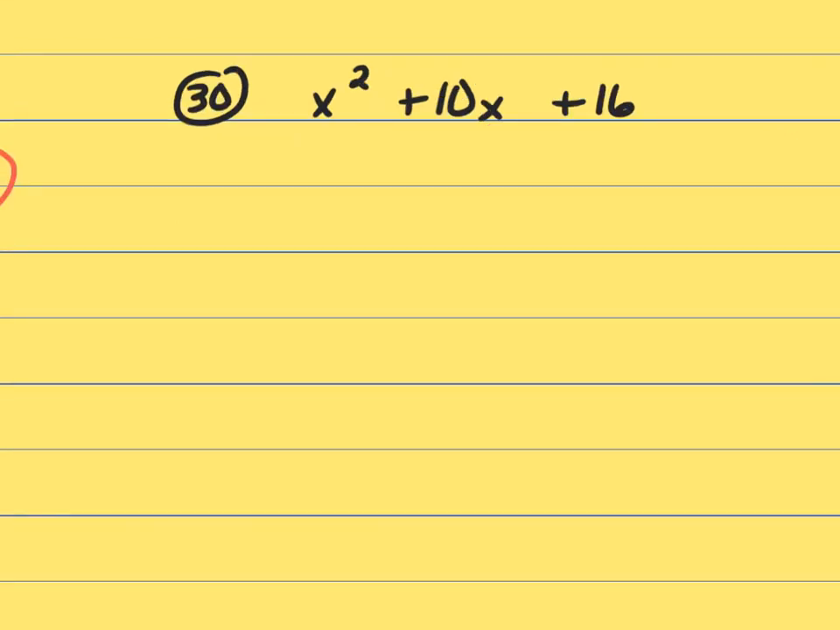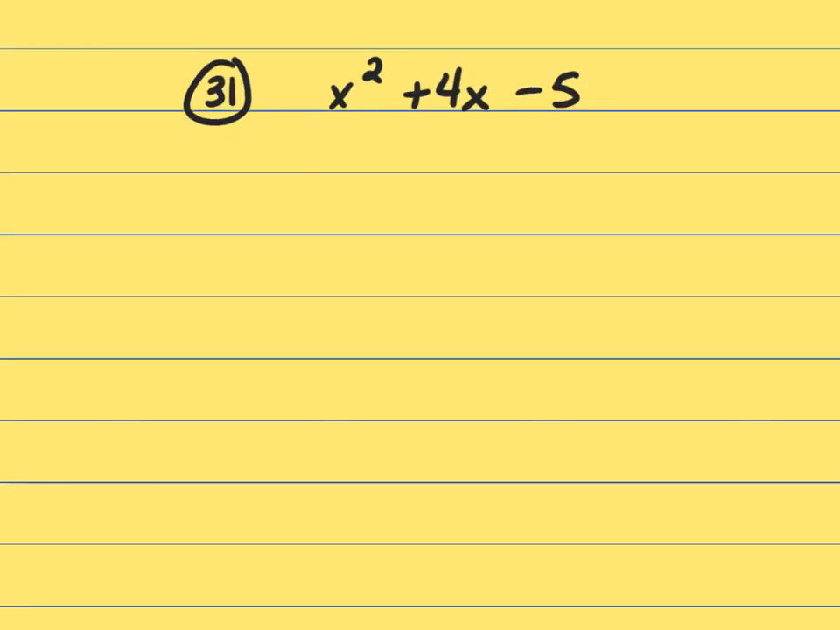Number 30, we're going to factor this trinomial into two binomials. So in this case, we are looking for two numbers that multiply to give us 16, but when you combine them, you get 10. And that would be a positive 2 and a positive 8.